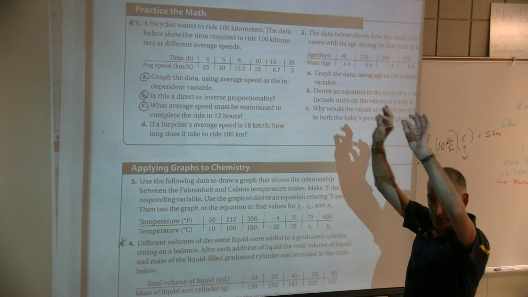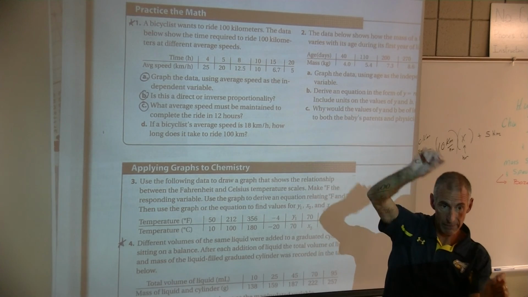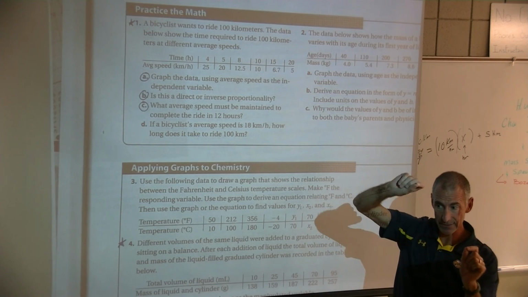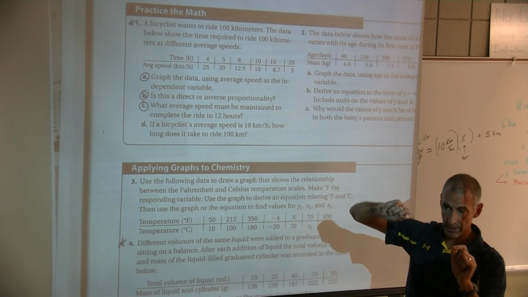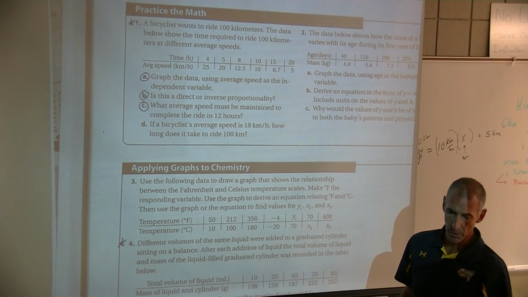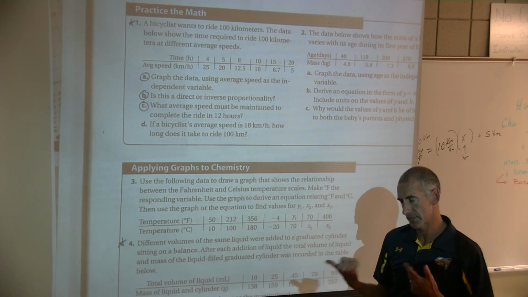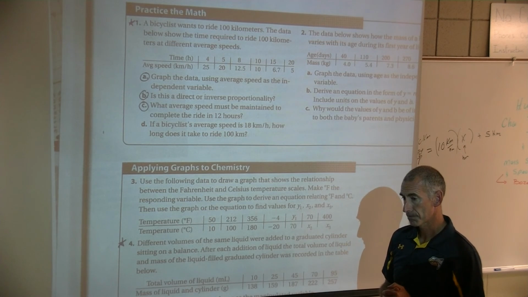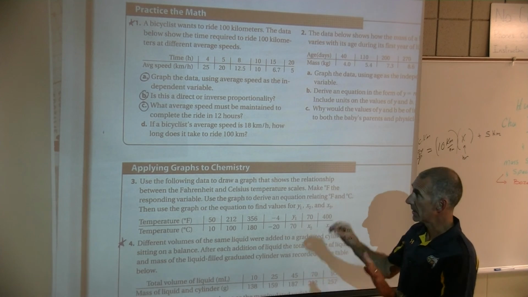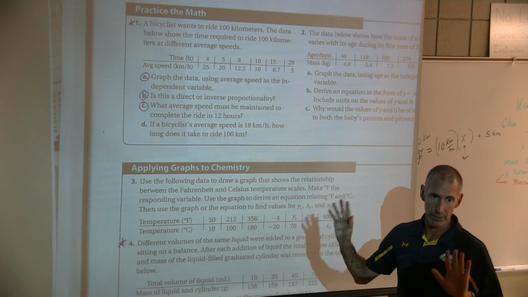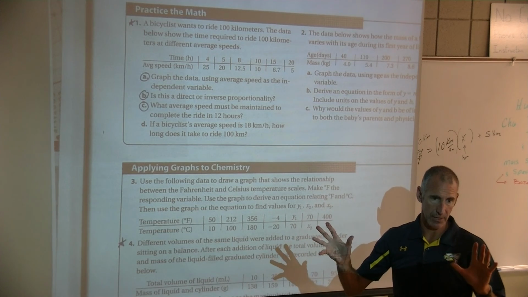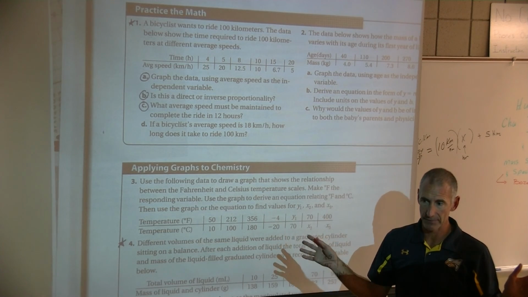Graphs have a title. Graphs have a label on the x-axis and the y-axis with the measurements. So be very careful when you do that for the homework, and also for the quiz or the test next week. Now, I'm going to stop here for just a second. I'm going to give you one more thing to think about, and then I'm going to cut you loose with whatever time we have left.